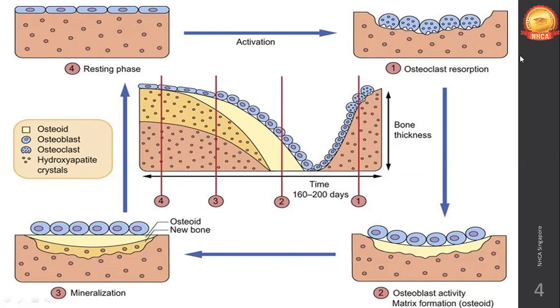So osteoclast, osteoblast, osteocytes. This is what we call different kinds of bone cells. Osteoclast, osteoblast, and osteocytes. Osteocytes: osteo means related to bone, cyte means cell. Osteocyte means bone cell.